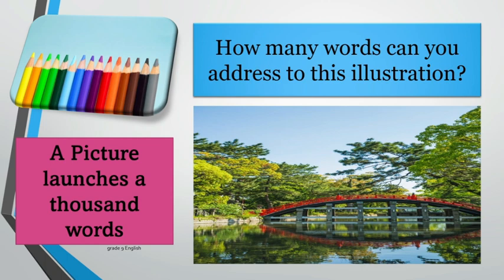Well, they say a picture launches 1,000 words. Now with the pictures, how many words can you address to this illustration? So from here, we can see trees, a bridge, a reflection of the bridge in the water, very clear water, and blue skies. Of course, only one picture, but there are thousands of words.